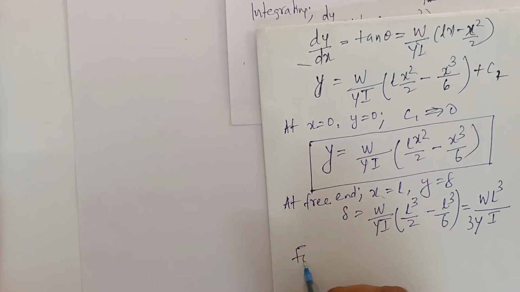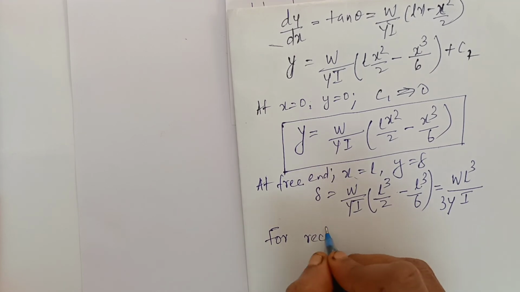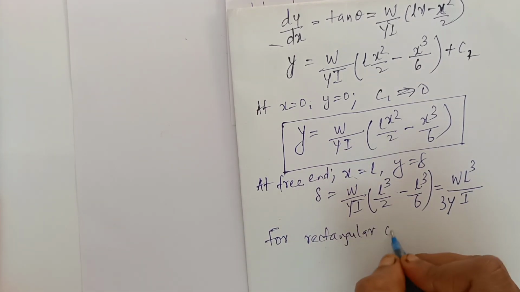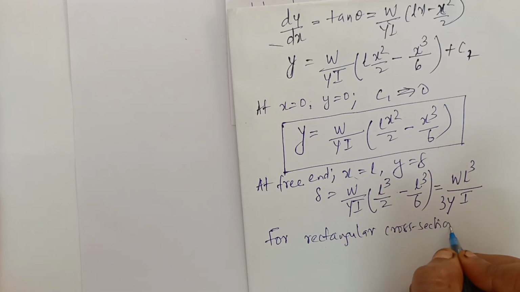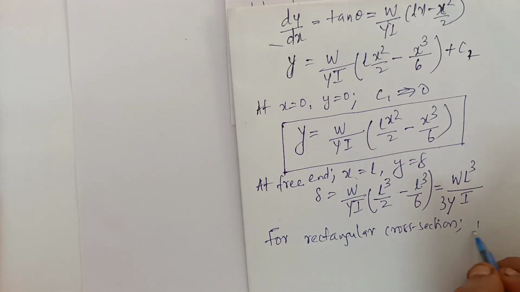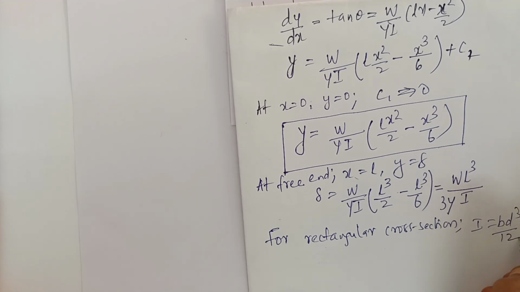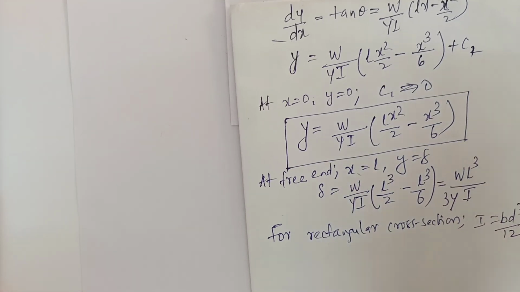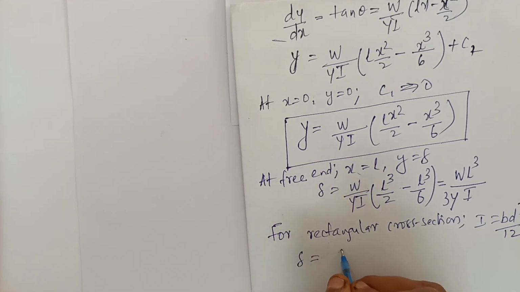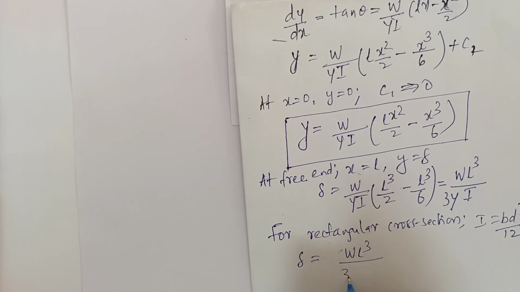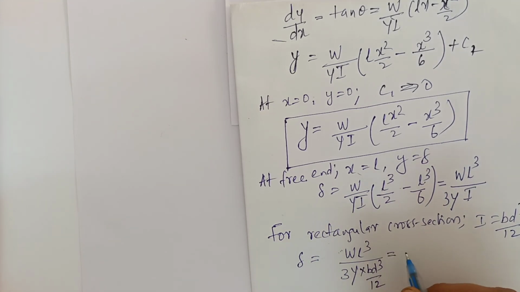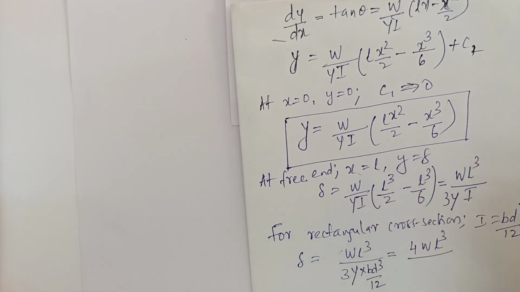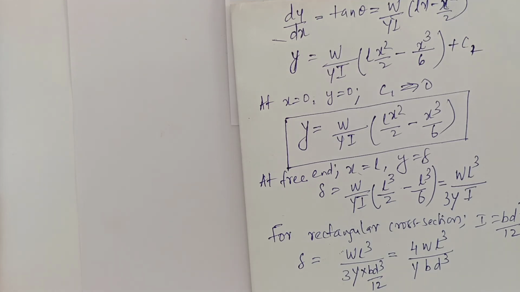See, for a rectangular cross section, we are having breadth b and depth d. Then we got that the moment of inertia is equal to bd cube by 12. So we can substitute bd cube by 12 here. So what will happen? Delta is equal to 4 w L cube by, instead of I we can put it as b d cube by 12. So we will get it as 4 w L cube by y b d cube. Okay, so that is for a rectangular cross section of breadth b.